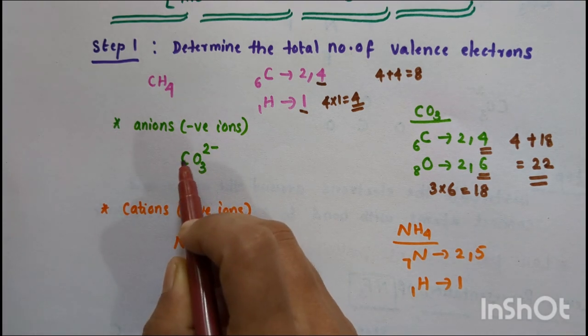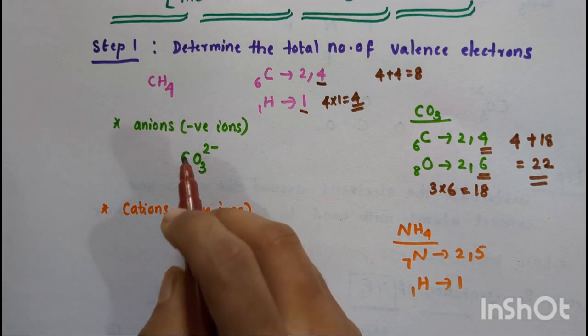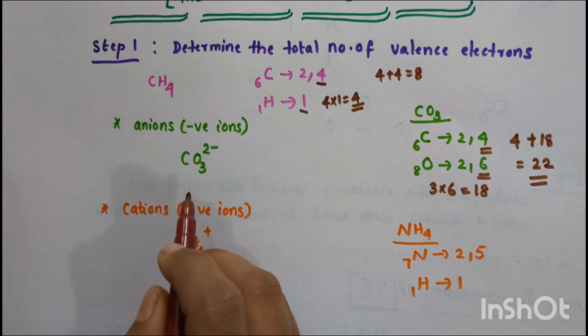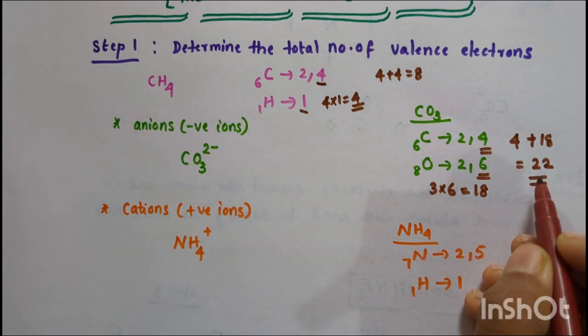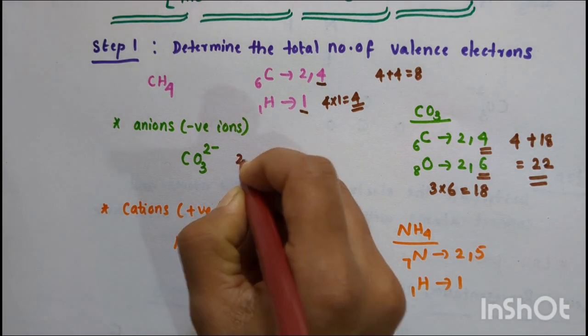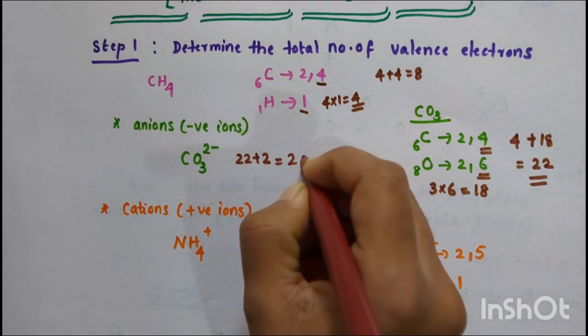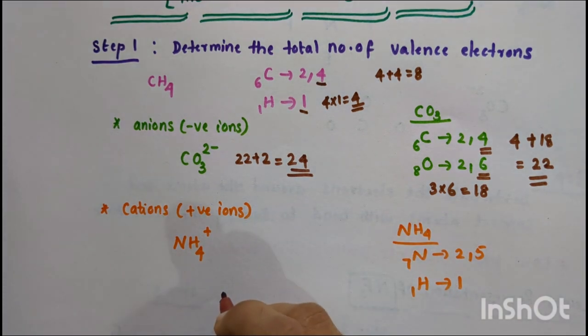For the CO3 2 minus ion, there are 2 negative charges, which means the presence of 2 additional electrons than provided by the neutral atom. So the neutral molecule provides 22 valence electrons. So the CO3 2 minus ion will have 22 plus 2 additional electrons. So this is equal to 24.